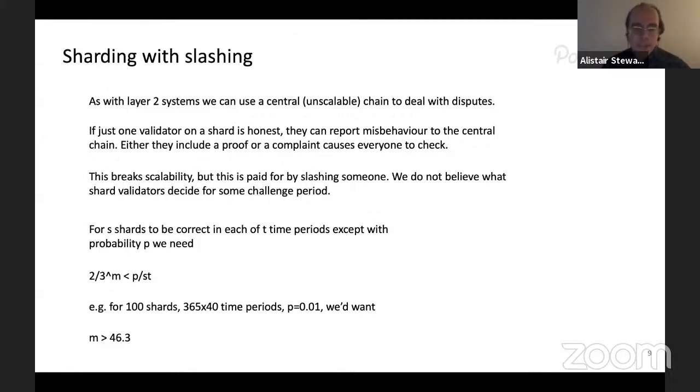And so now the numbers are better. In particular, it's 2/3 to the power of the number of people in a shard that is the probability that they are all honest. And this gave me a number with my calculations of 46.3, which is a bit better than our 338.